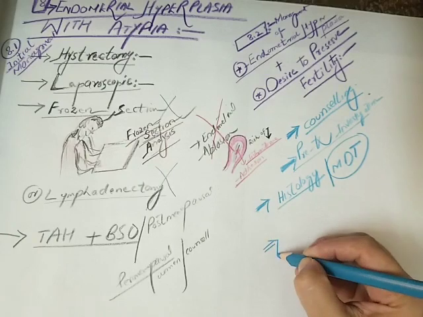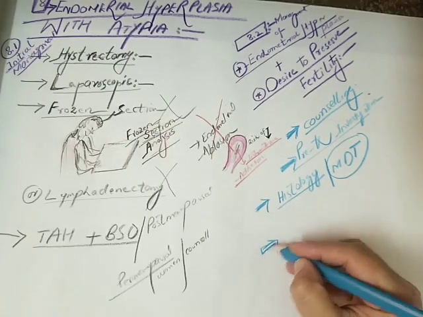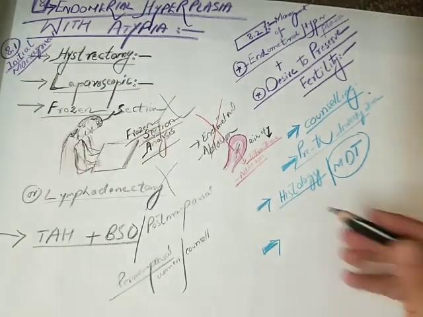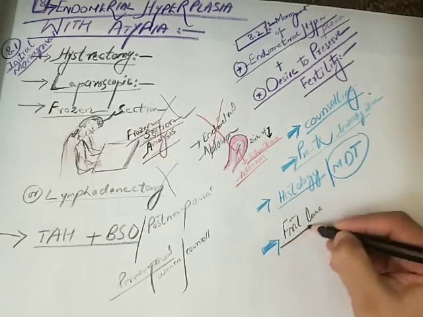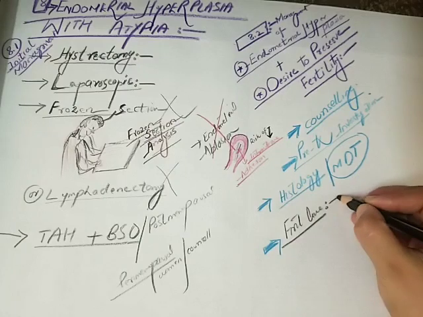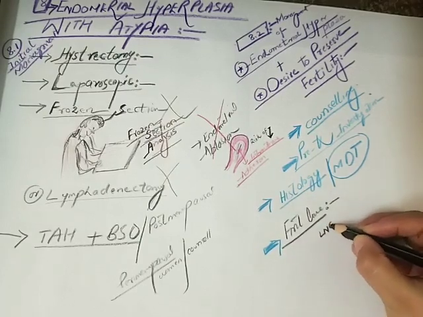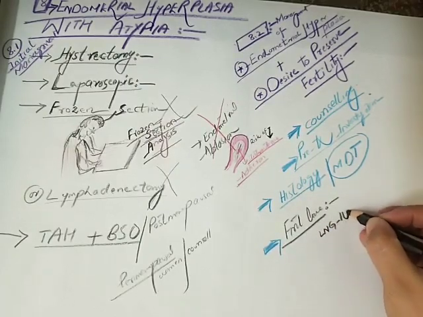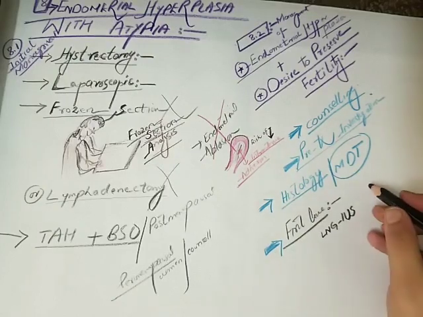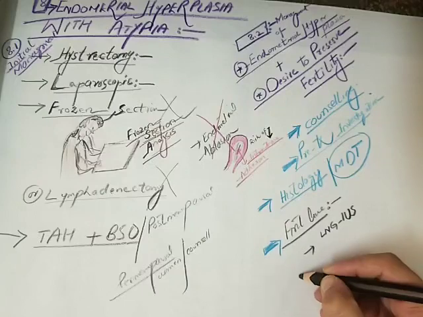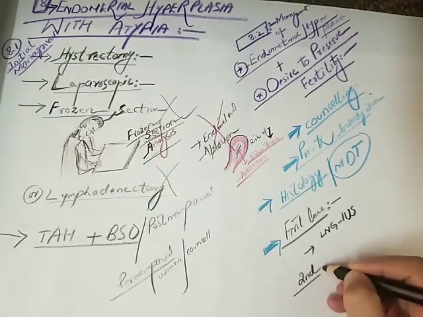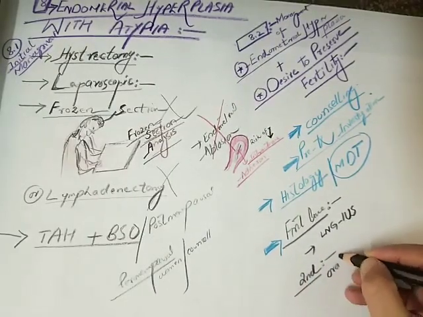Another thing is the first line treatment. What should be the first line treatment in them? The levonorgestrel intrauterine system should be recommended, with oral progesterone. That should be the first line, and second is oral progesterone as a second line treatment.